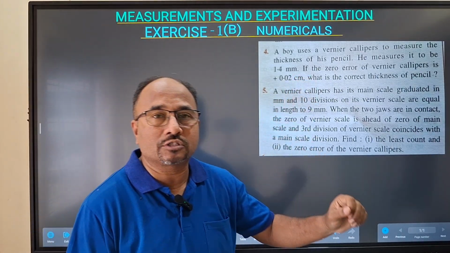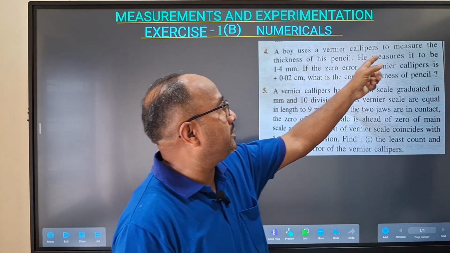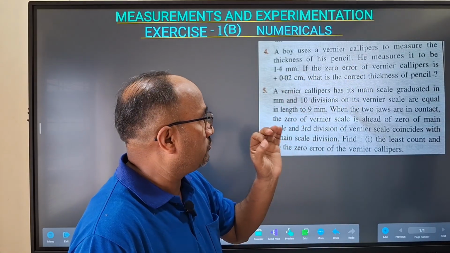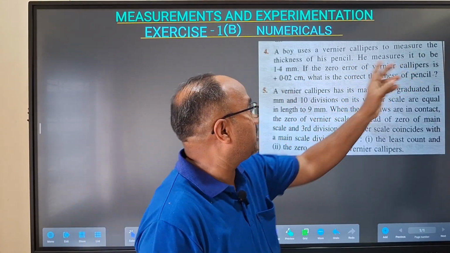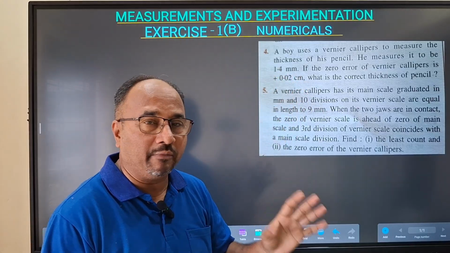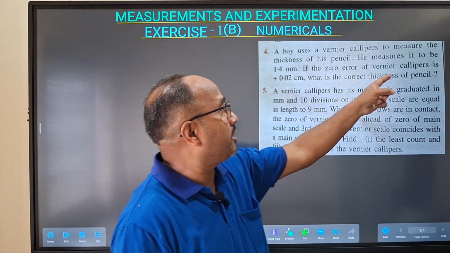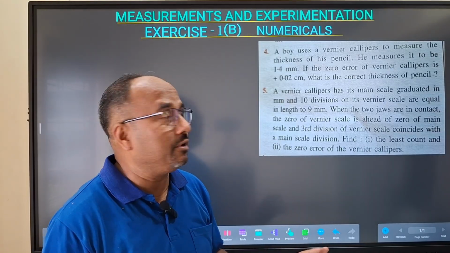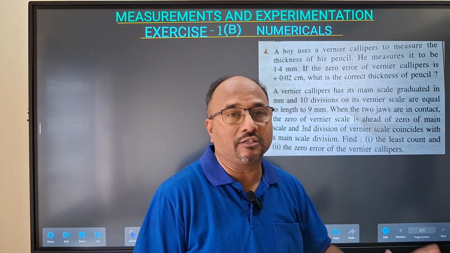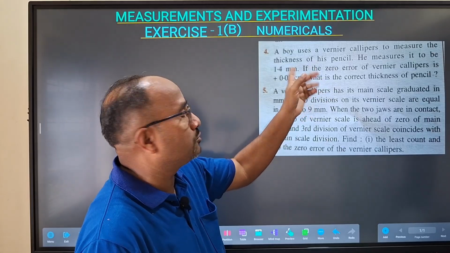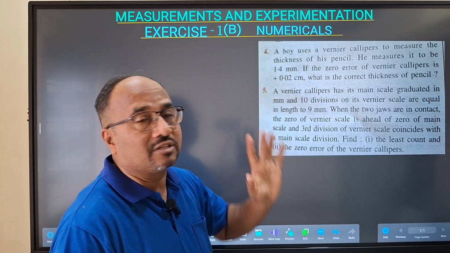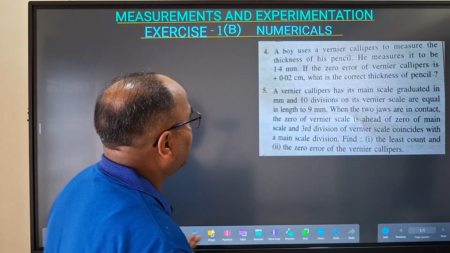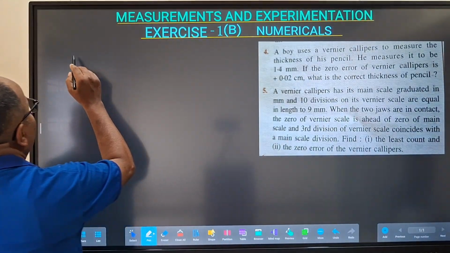Let us see what the question says. A boy uses a vernier caliper to measure the thickness of his pencil. He measures it to be 1.4 millimeter. If the zero error of the vernier caliper is plus 0.02 centimeter, what is the correct thickness of the pencil? So we are given the observed reading. We are given the zero error. We have to calculate the correct reading here, the correct thickness.